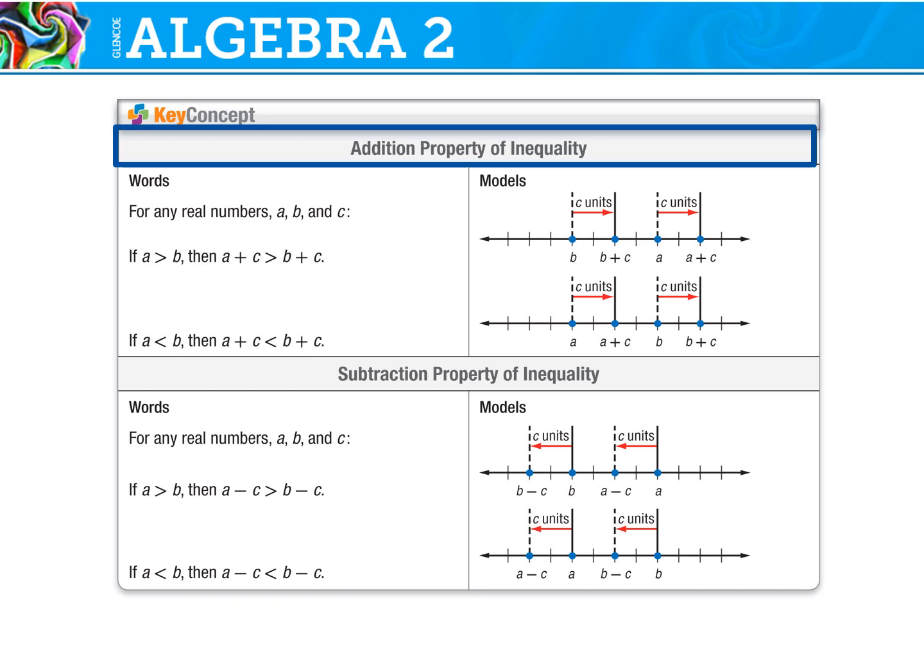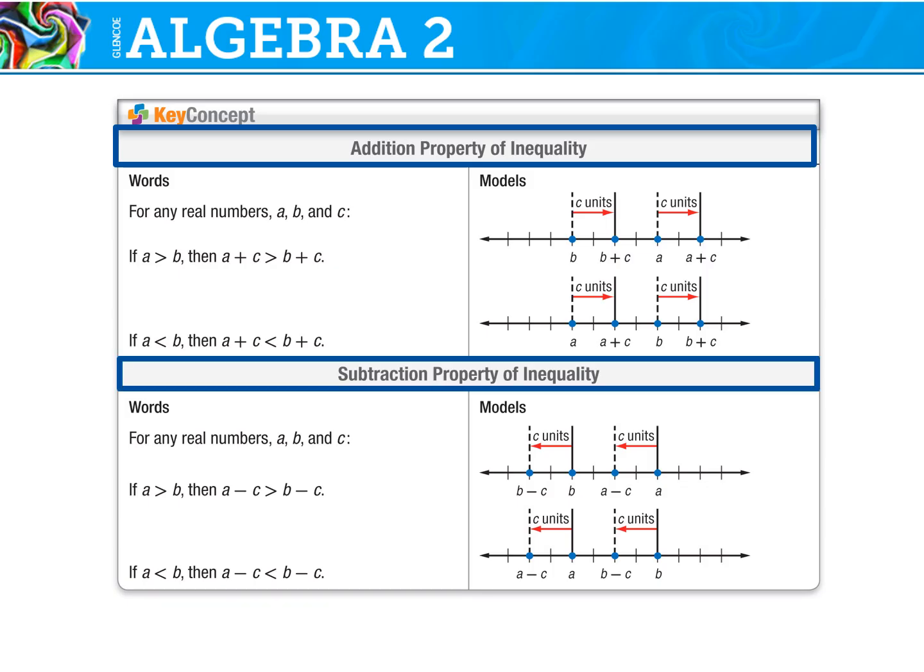Addition property of inequality. For any real numbers A, B, and C, if A is greater than B, then if we add C to both the A and the B, it's still a true inequality. A plus C is greater than B plus C. If A is less than B and we add the same number to both sides, it's still a less than.